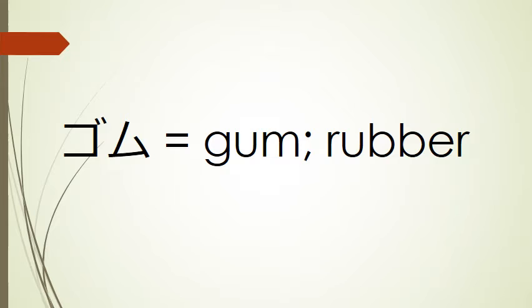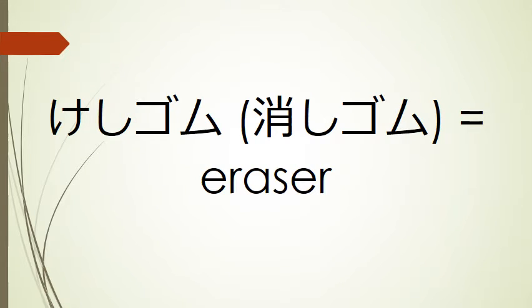Gomu means gum or rubber. You can tell it's an English loan word. Gomu, gum. Keshigomu means eraser. You'll remember from our last lesson about transitive and intransitive verbs that kesu means to turn off or to erase. So that's where that comes from.